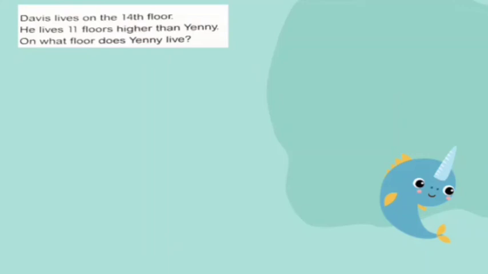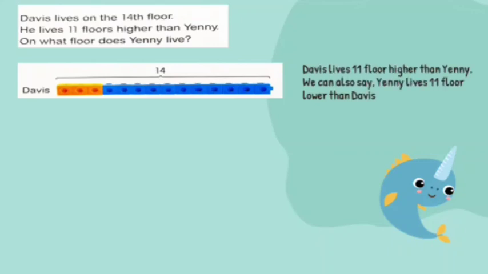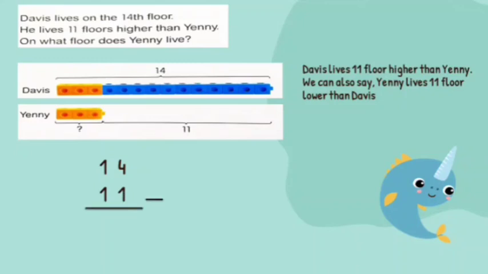The last example, Davis lives on the 14th floor. He lives 11 floors higher than Yenny. On what floor does Yenny live? Davis lives 11 floors higher than Yenny. So we can also say Yenny lives 11 floors lower than Davis. So you have to subtract 11 from 14. So count the ones first. 4 minus 1, it is 3. And 1 minus 1, already 0. So Yenny lives on the 3rd floor.